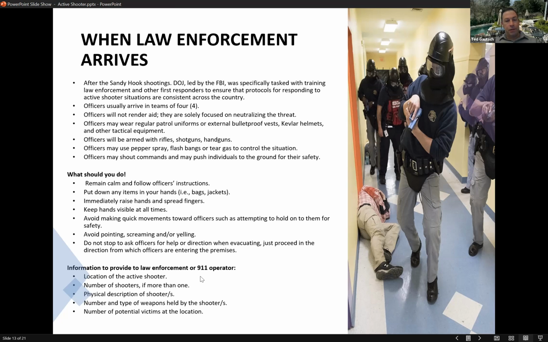When you provide information to law enforcement, you want to try and give as accurate a location of the shooter as possible. If you know the number, provide that, and the physical description if you know it. A lot of people don't because they're just hearing the bangs. The number and type of weapons, really it doesn't come down to whether it's a rifle or handgun, just how many weapons they have if you know that, and the number of potential victims.